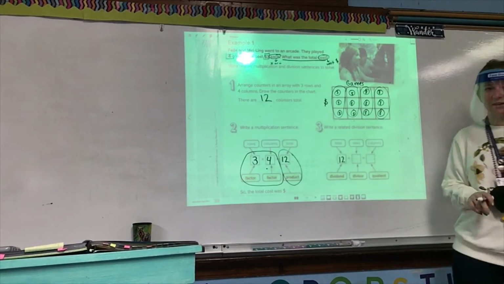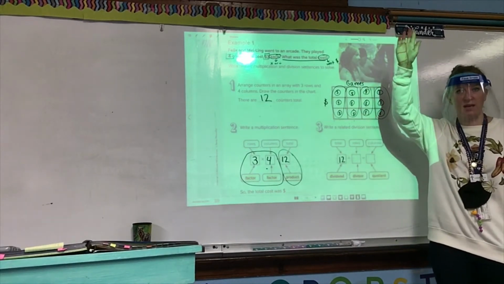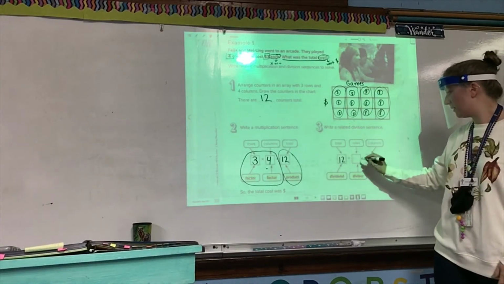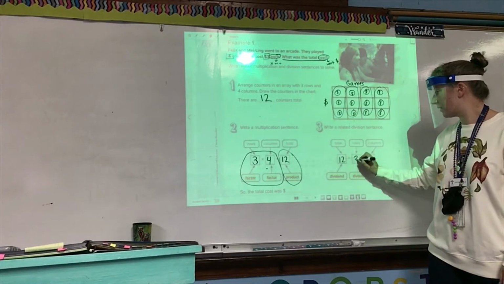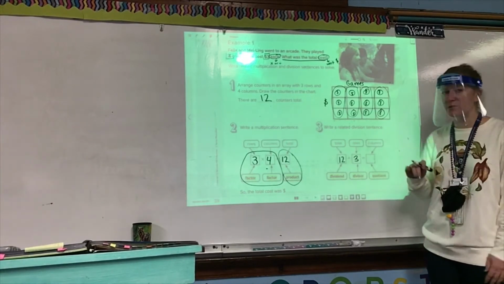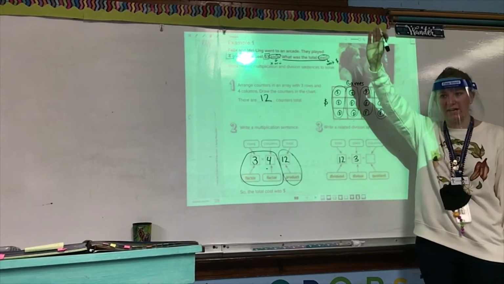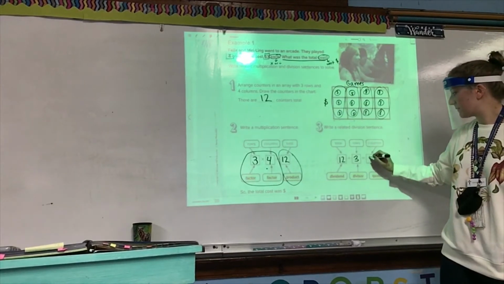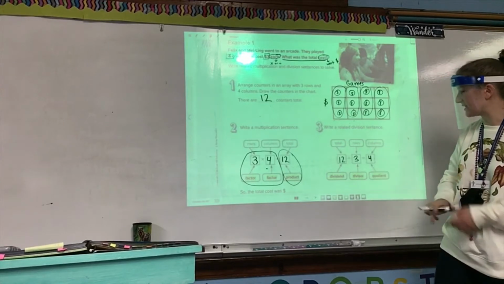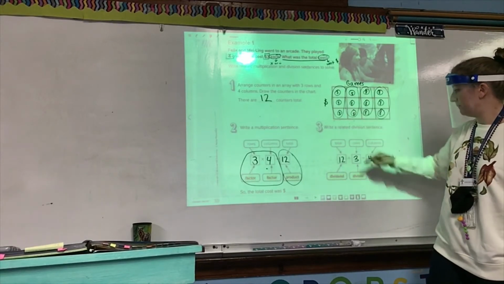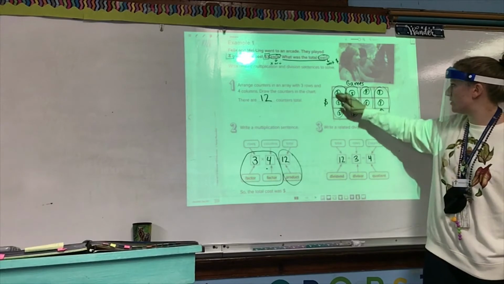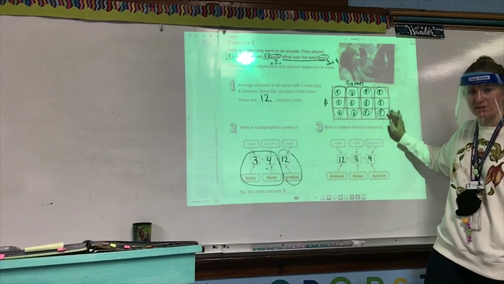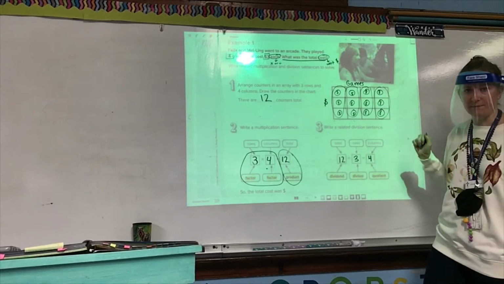Here we're going to divide by the number of rows. How many rows do we have? Carla? 3. And then we're going to end with the number of columns. How many columns do we have? Smith? 4. Because if we take 12 and we break it into 3 rows, 1, 2, 3, how many are in each of those rows? Colin? 4.